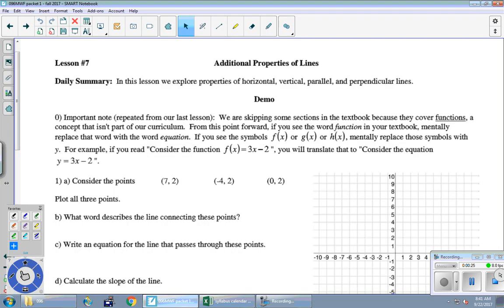So let's jump in on page 54. In this lesson, we explore properties of horizontal, vertical, parallel, and perpendicular lines. So 4 different kinds of lines we're going to talk about today.